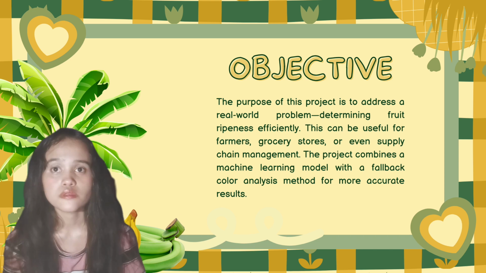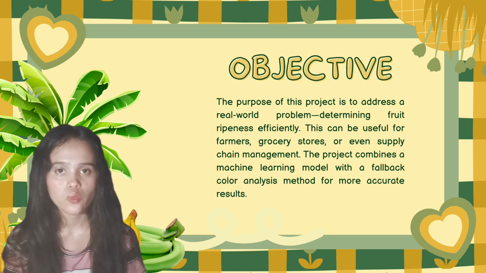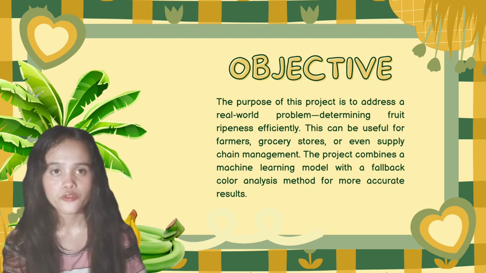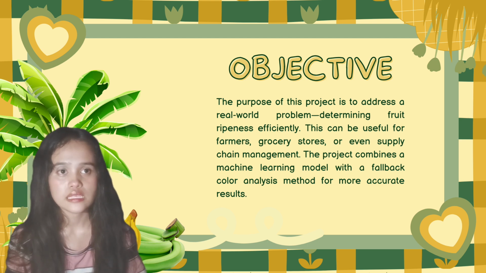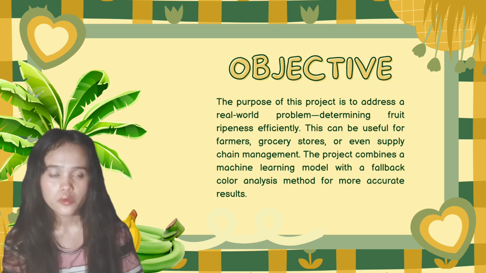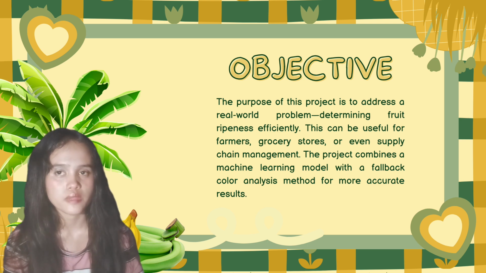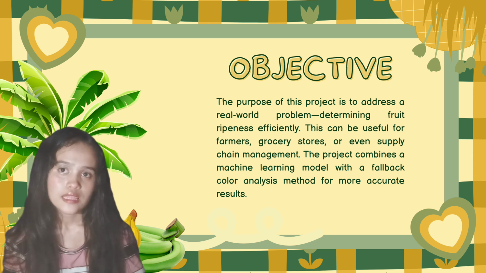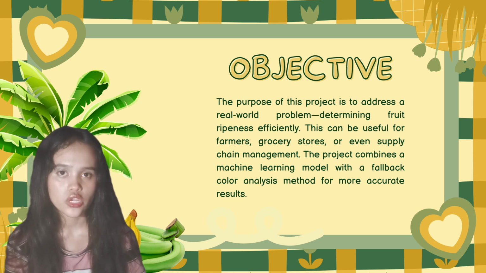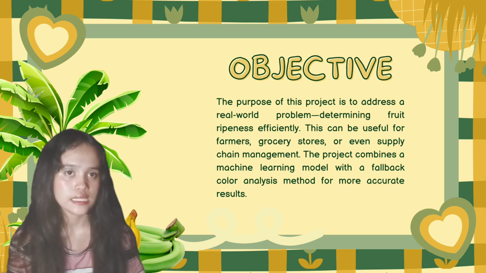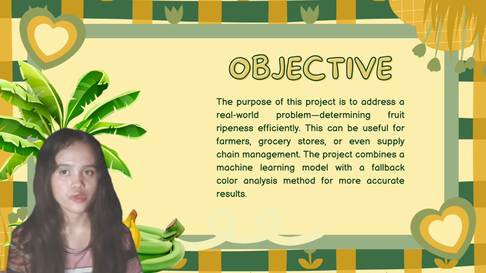The purpose of this project is to address a real-world problem: determining fruit ripeness efficiently. This can be useful for farmers, grocery stores, or even supply chain management. This project combines a machine learning model with a fallback color analysis method for more accurate results.